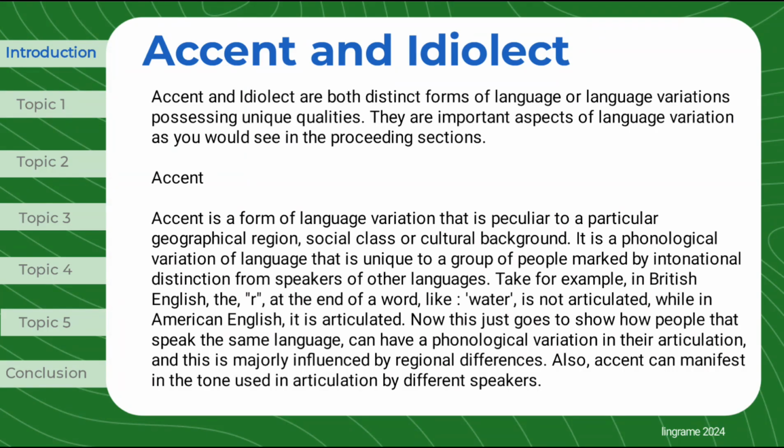Accent and idiolect. Accent and idiolect are both distinct forms of language or language variations possessing unique qualities. They are important aspects of language variation, as you would see in the preceding sections.